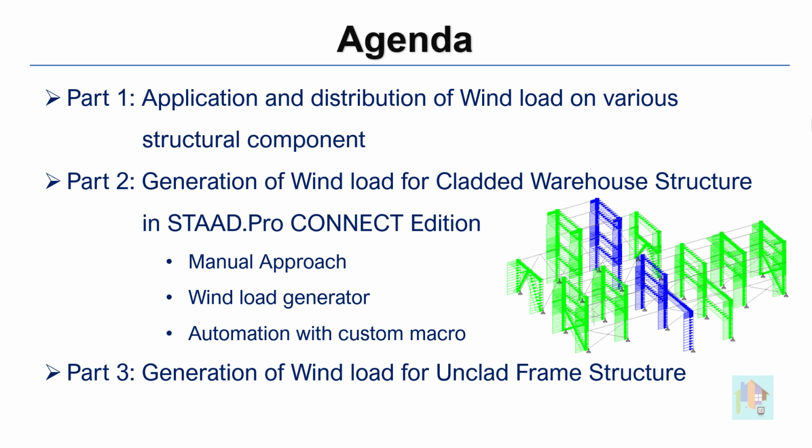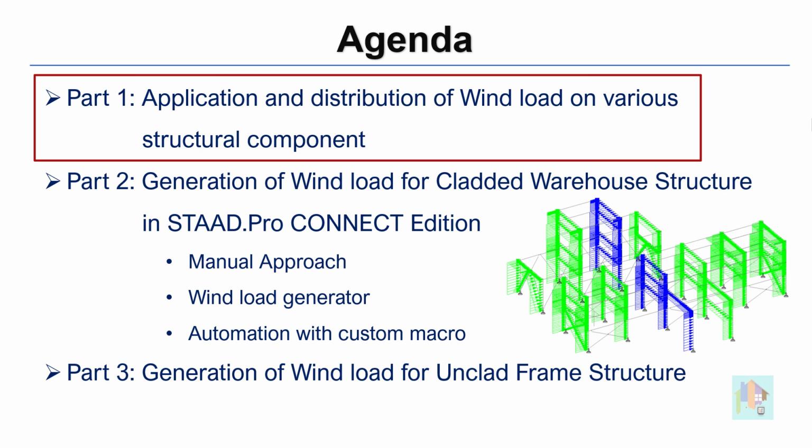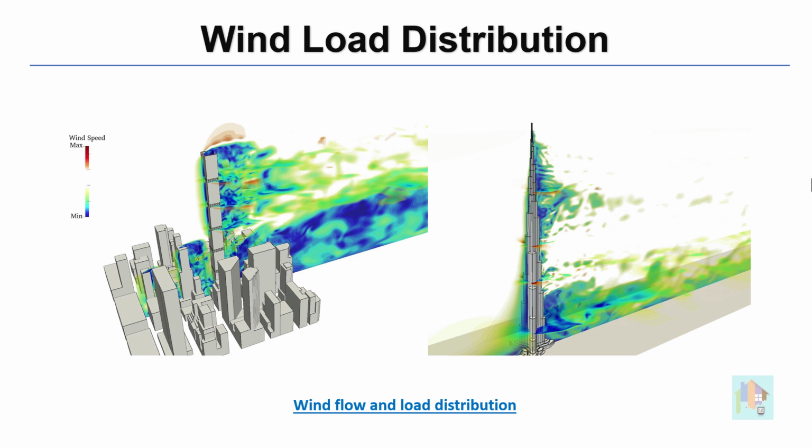It is divided in 3 parts. In the first part, I will cover the basics of wind load application and discuss the wind load generator. Let's start with some basics. When wind load is applied on any face of a structure, how it is distributed to different parts depends on several factors including the structure geometry, opening, and any obstruction. Based on these conditions, we need to apply wind load properly on different structural elements.